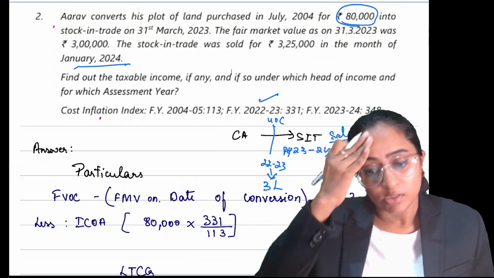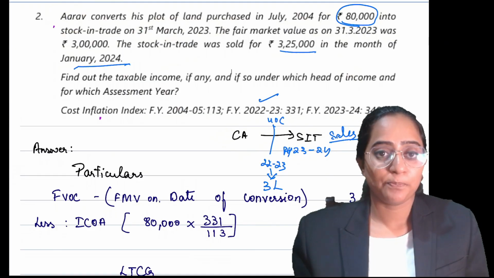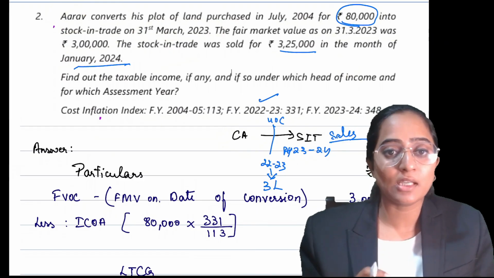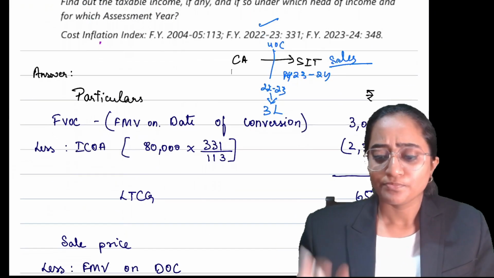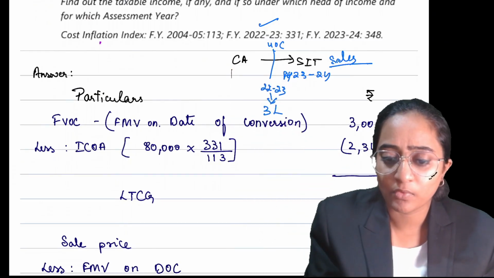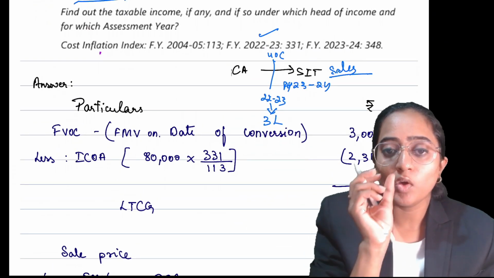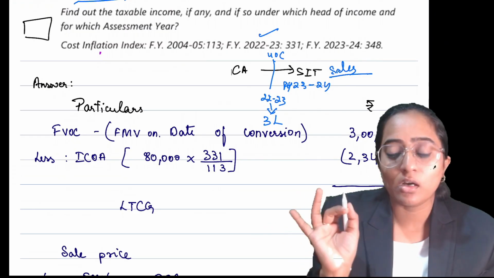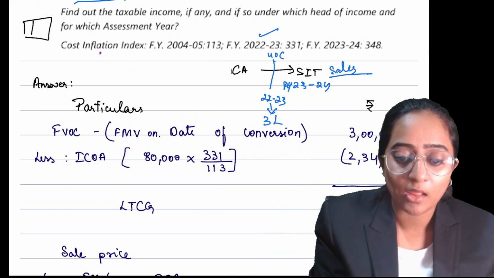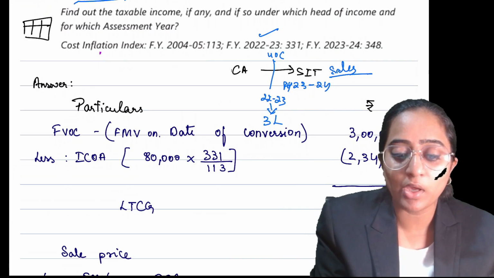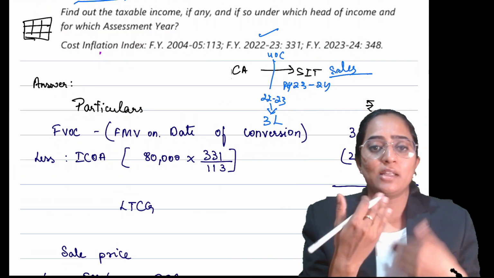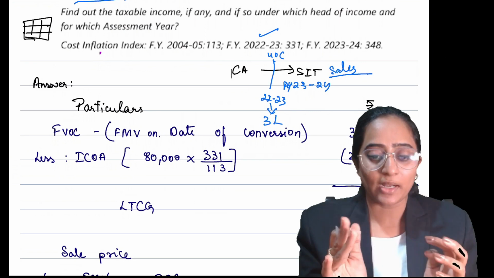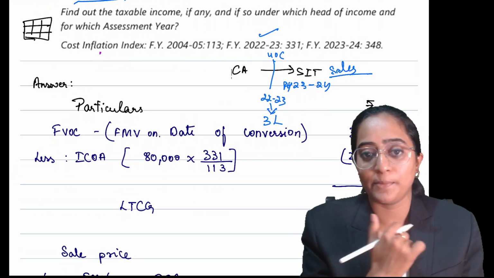Clear? Stock in trade, it was sold for 3,25,000. Now what happens? You need to understand the concept of capital asset converted into stock in trade. When you're converting your capital asset, that is the plot of land you had, that is 1 acre of capital asset, you have converted it into plots of land. That is, you have made it 30, 40 or 60, 100, whatever plots you have sold, and you are selling it as stock in trade.